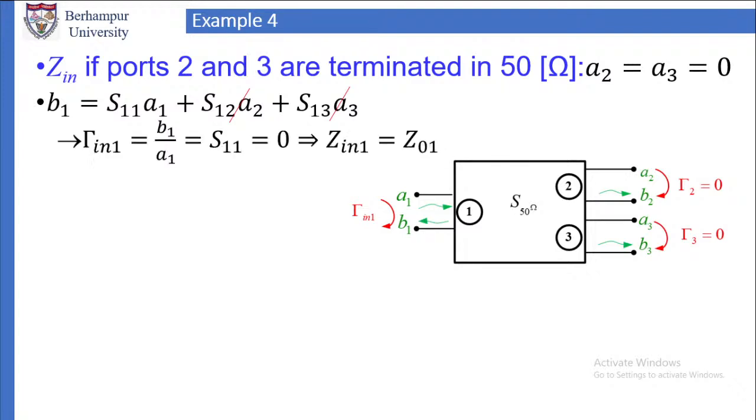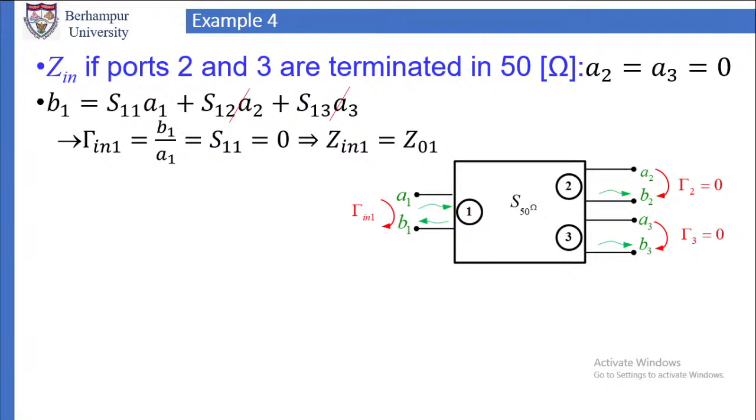So the second term, third term goes out. So gamma in 1 is equal to B1 by A1, which is equal to S11. Now that will be equal to 0 if it is a matched condition, then S11 will be equal to 0.